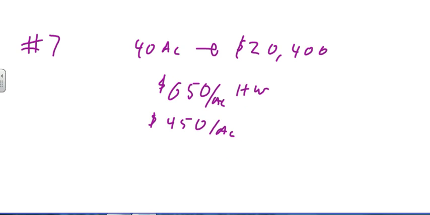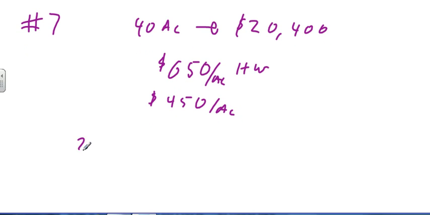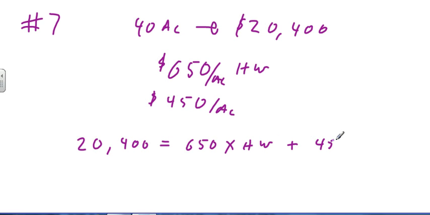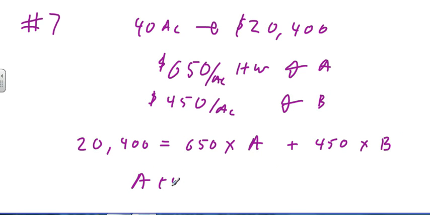Okay, so I know that 20,400 is equal to 650 times the highway number of acres, plus 450 times the other. And those aren't variables we like, right? So we'll just call it A and B. This guy's A. That guy's B. And we also know that A plus B is 40.